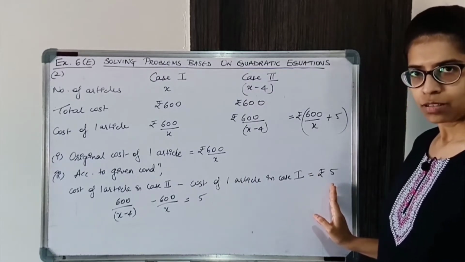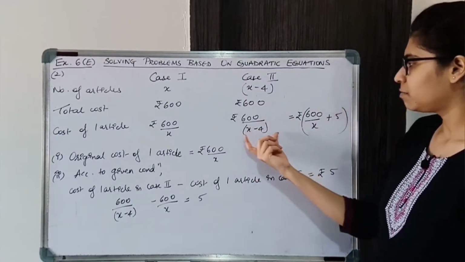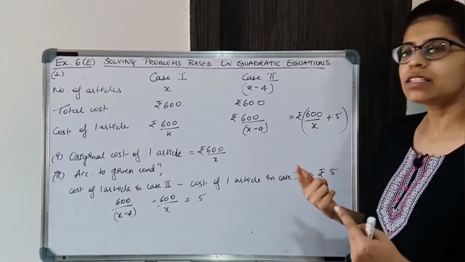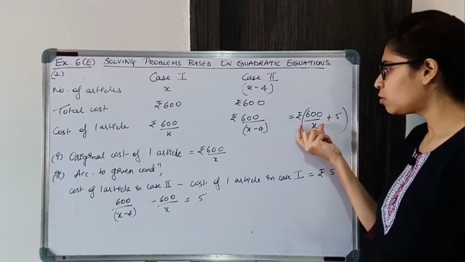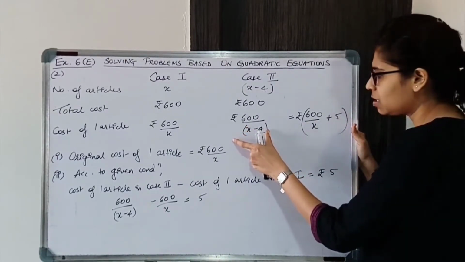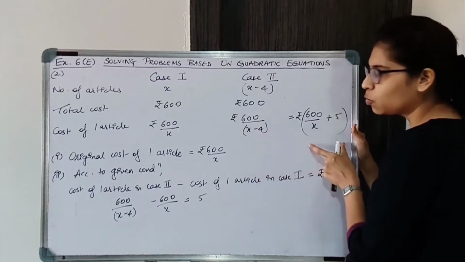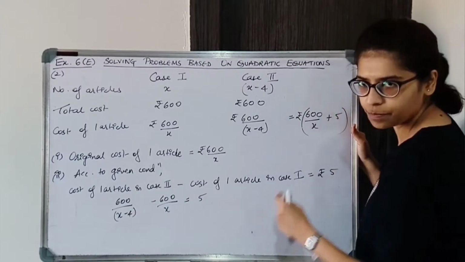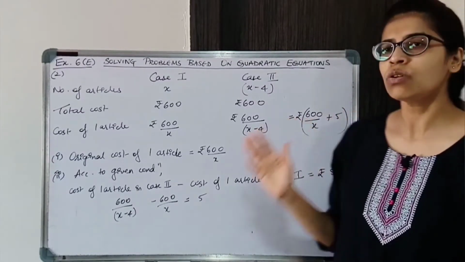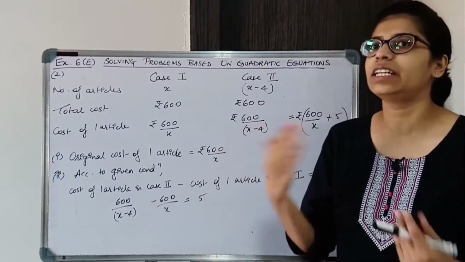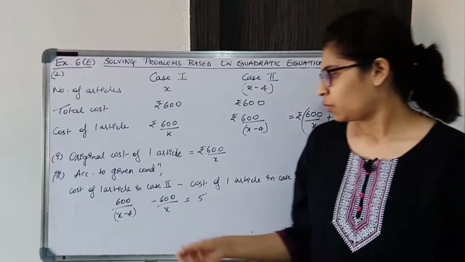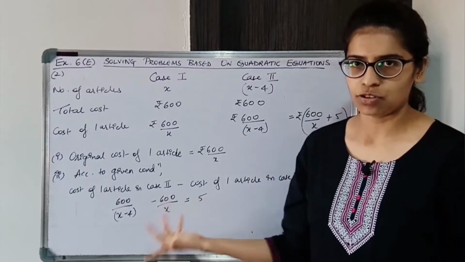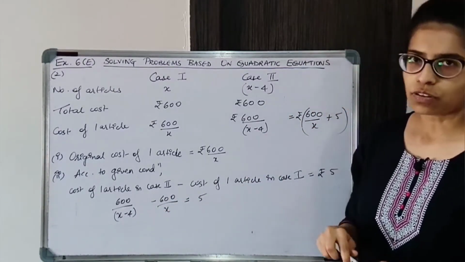Another way to solve it: we know that this is the cost of the article in the second case, but it is 5 more than the original cost. So I can say this costing is nothing but this, so this is equal to this. You can solve it this way also, so you can write it this way over here. It is the same. Whichever way you find easy, solve it that way. Now over here we'll get this only. Ultimately, even if you take this, you will get the same equation. So we need to solve the equation.